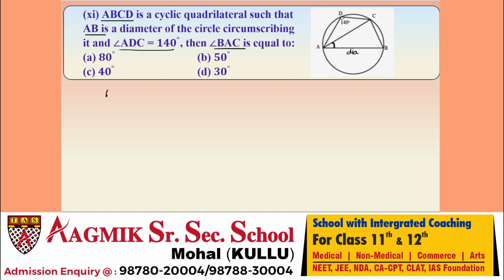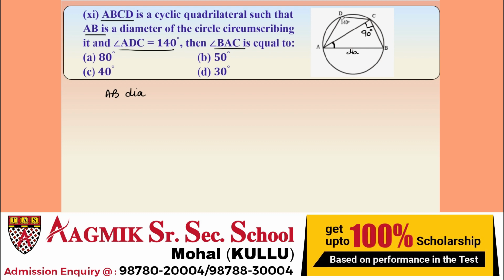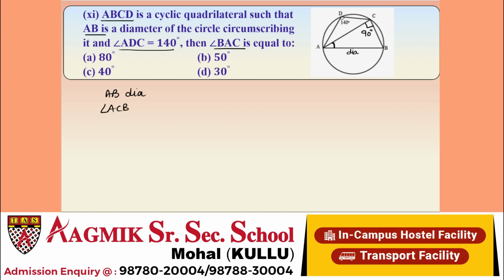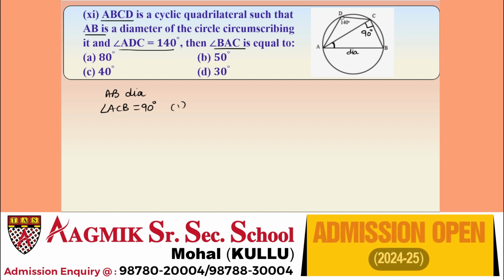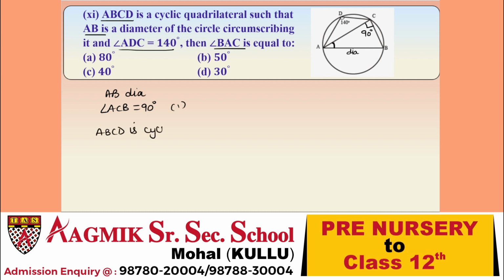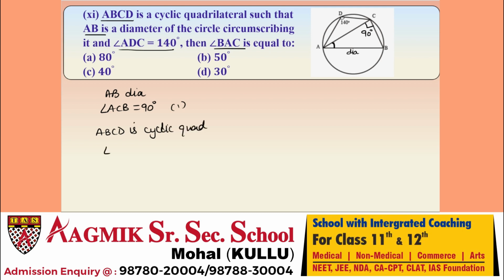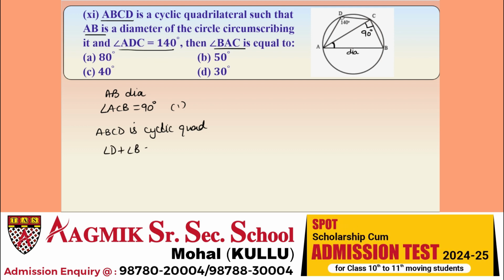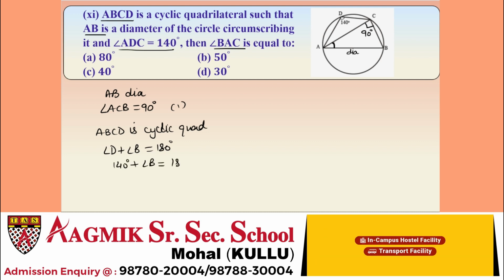Now look here, first of all, since AB is diameter, we know that angle in a semicircle is 90 degree. So this angle would be 90 degree. So we have angle ACB to be equal to 90. Now let us call this as 1. Also, since ABCD is cyclic quadrilateral, in a cyclic quadrilateral, opposite angles are supplementary. That means this angle D plus angle B would be equal to 180 degree. So angle D is given to be 140. So 140 plus angle B is 180 degree.